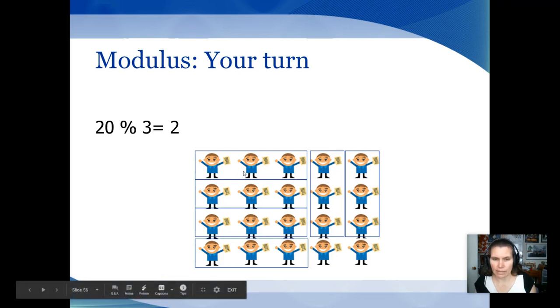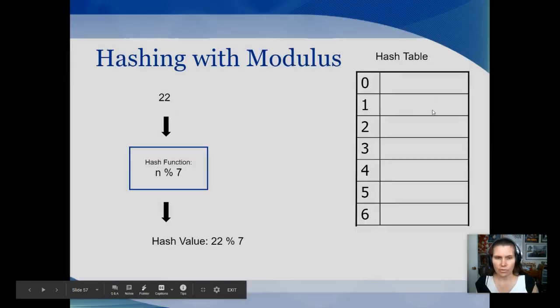You could also count by 3s. 3, 6, 9, 12, 15, 18. There's 19 and 20 not left in a group. So 20 mod 3 is 2.